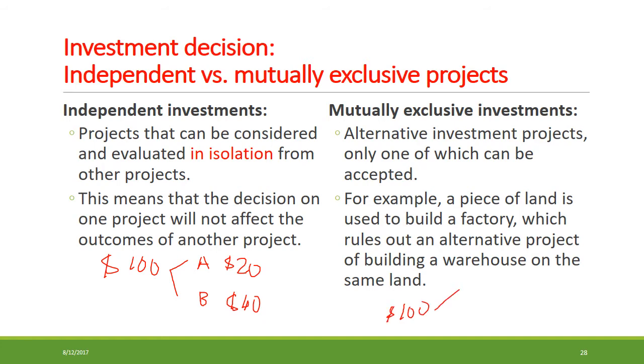On the other hand, if I have 2 investments again, but A costs me $100 and B costs me, say, $80, then clearly I can't invest in both projects. I don't have $180, I only have $100. Therefore, if I pick A, I can't pick B, or if I pick B, I can't pick A.